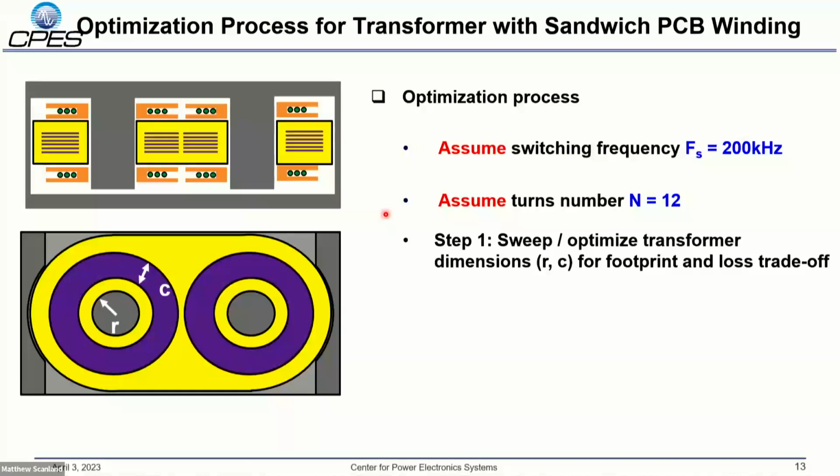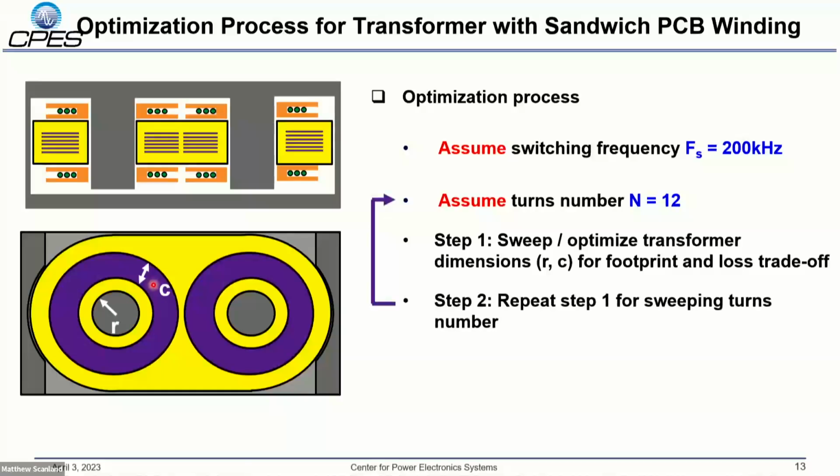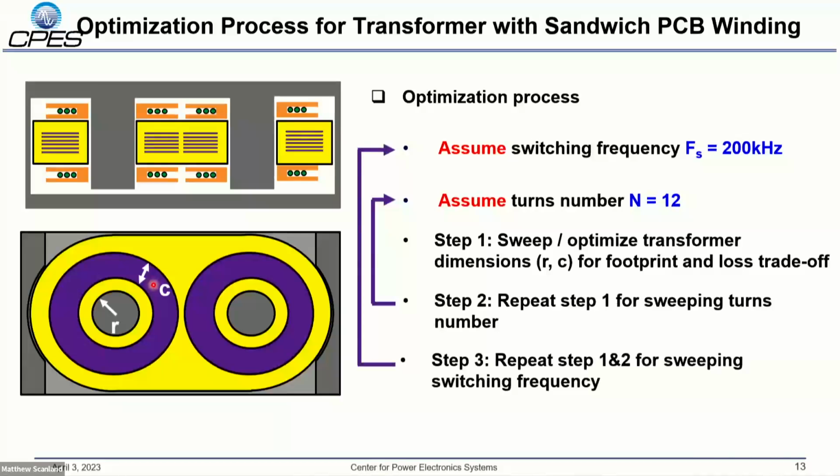The first step is that we will sweep the transformer dimensions, the core radius and the winding width, R and C, for the footprint and loss trade-off. The second step is that we will repeat step 1 for the sweeping of turns number. And then I will do step 3, repeating steps 1 and 2 with the sweeping of the switching frequency.